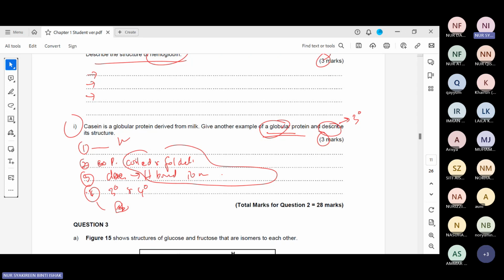Kita break sekejap for 5 minutes. Ya, you all boleh lah pergi toilet ke minum ke apa benda. Kita break sekejap. Tak sampai 5 minit pun. A few minutes. Okay.